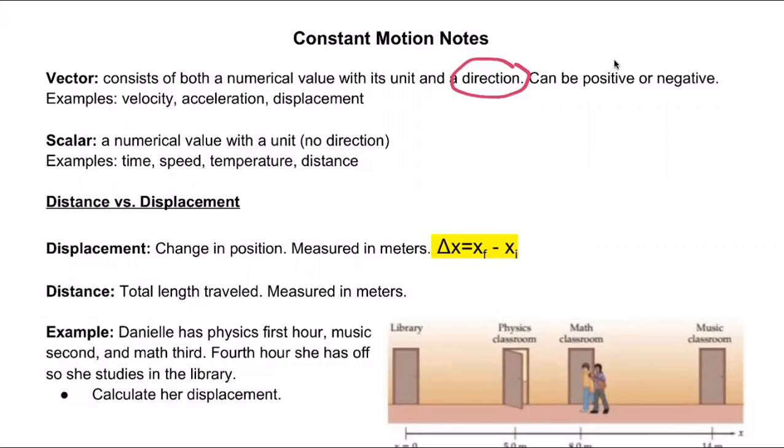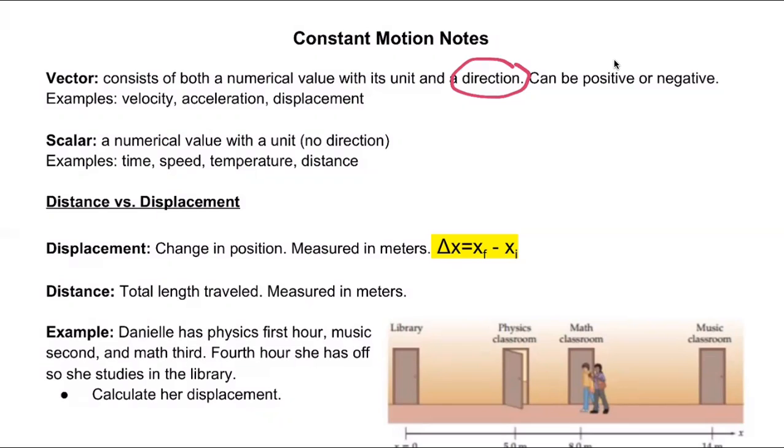Another one, we're going to have is a scalar. The big thing with a scalar is just a numerical value with a unit. There's no direction associated with a scalar. The big one here is time. We don't have a direction associated with time. I can't say 2 seconds left, 2 seconds right.